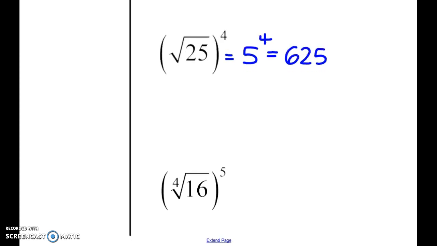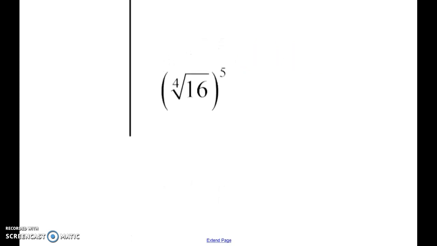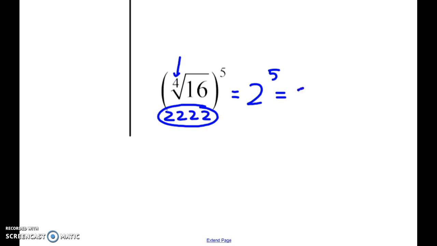Similarly, if I have the fourth root of 16 and I want to raise it to the fifth power, breaking down 16, I get 4 2s. I'm looking for a group of 4 things, so I circle that, and I end up with 2 to the fifth power. And multiplying 2 times 2 times 2 times 2 times 2, 5 times, gives me 32.